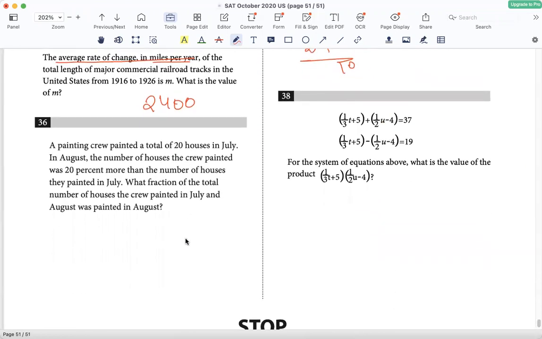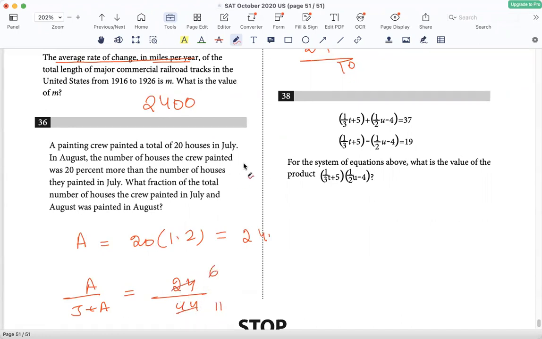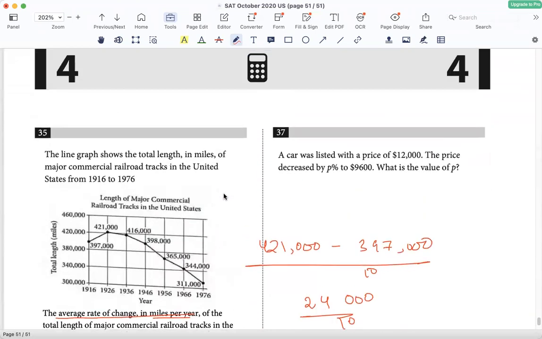A painting crew painted a total of 20 houses in July. In August, the number of houses the crew painted was 20% more than the number they painted in July. What fraction of the total number of houses painted in July and August was painted in August? So in August, they painted 20 times 1.2, which is 24. So August divided by July plus August will be 24 by 44, which is 6/11.